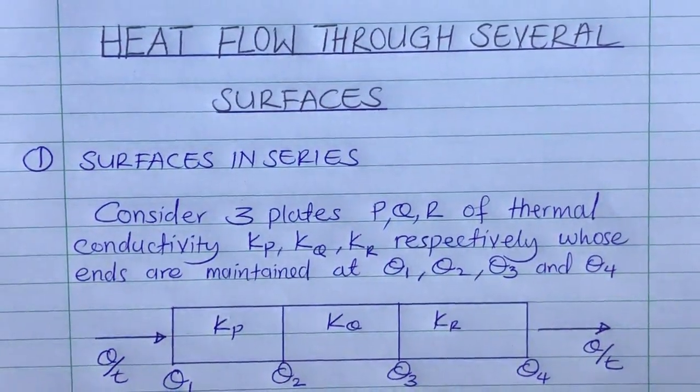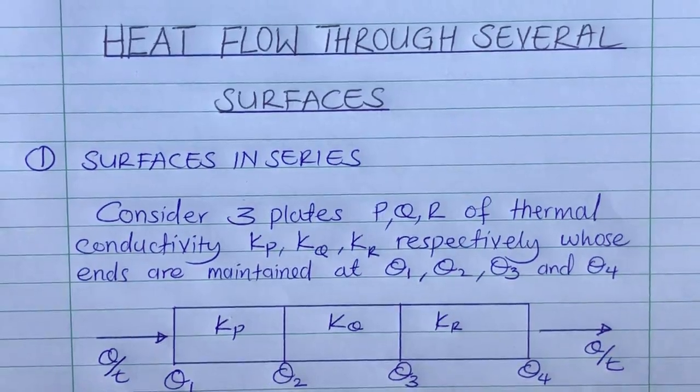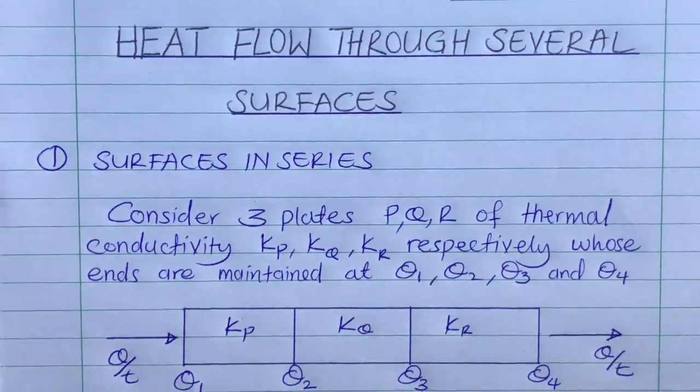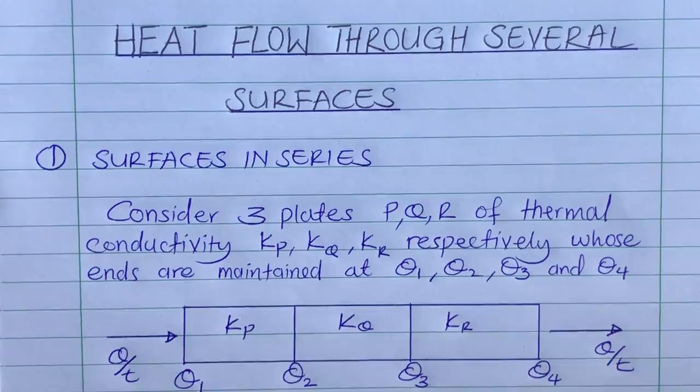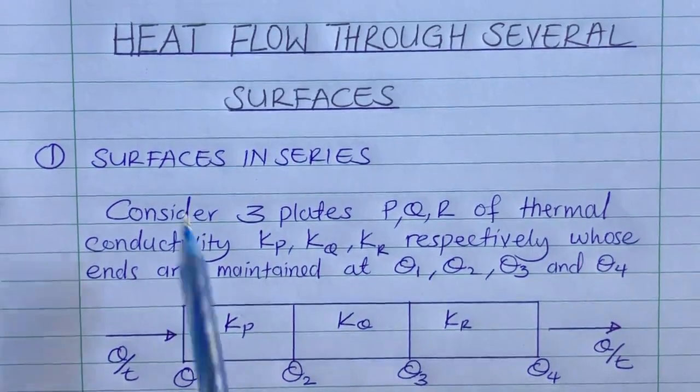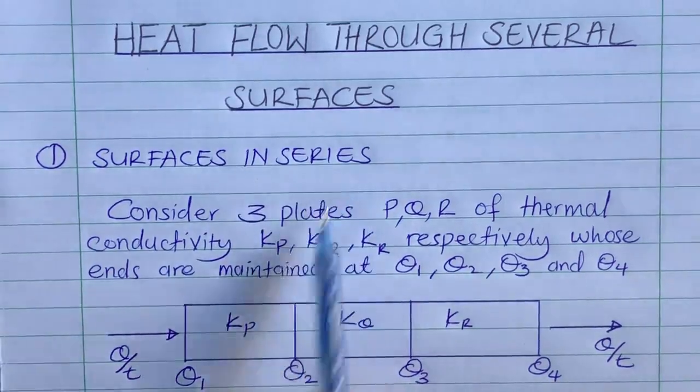Okay, so that has been the calculations that involve the use of the rate of heat flow. Otherwise, we shall look at the heat flow through several surfaces. We have majorly 3 arrangements of surfaces whose rate of heat flow is considered and is different. We shall start with surfaces that are arranged in series.